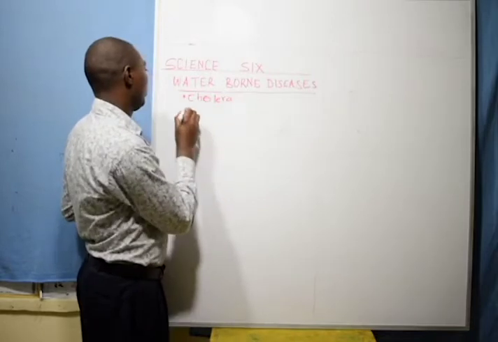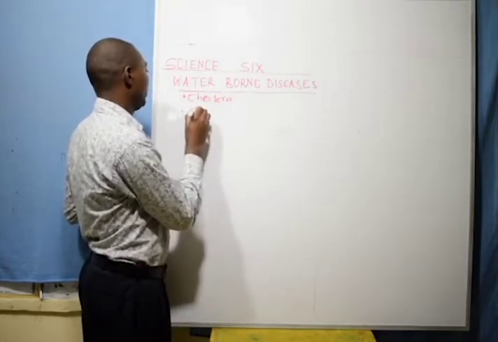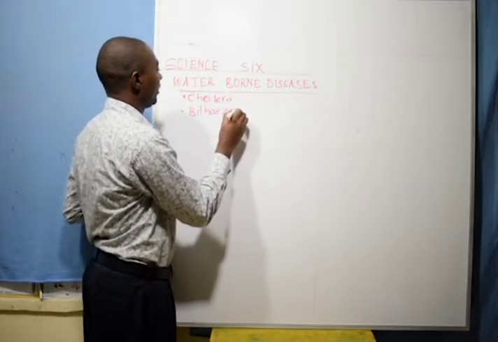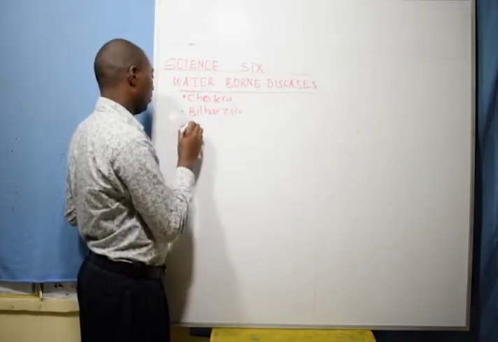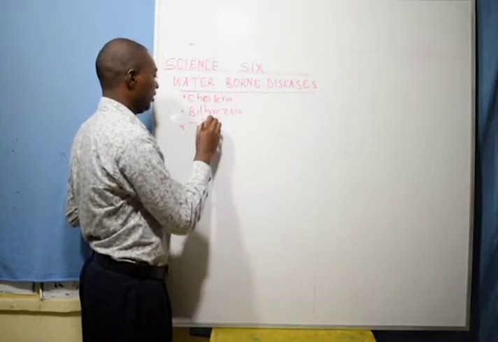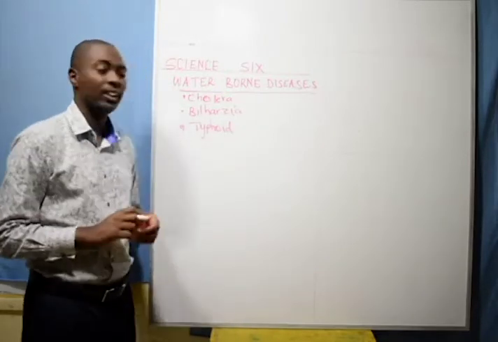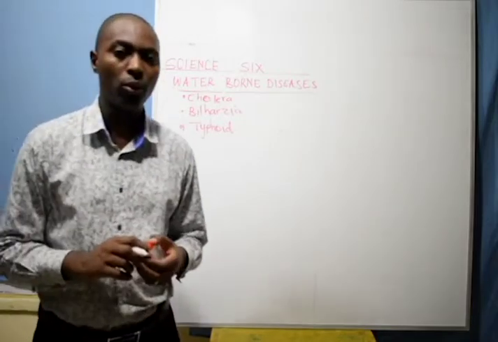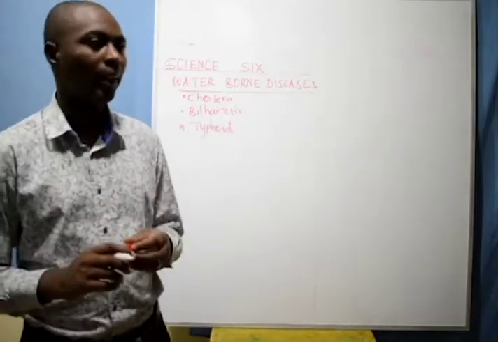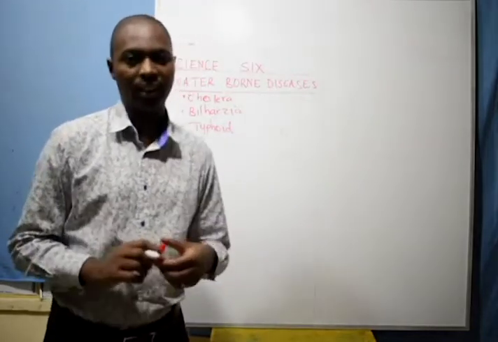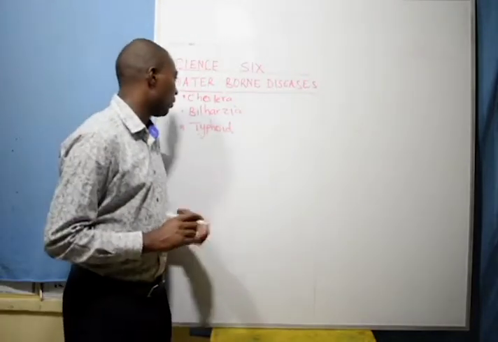bilharzia, and typhoid. These are the most common waterborne diseases that I want to take you through. They are diseases that are caused by drinking or getting into contact with contaminated water.